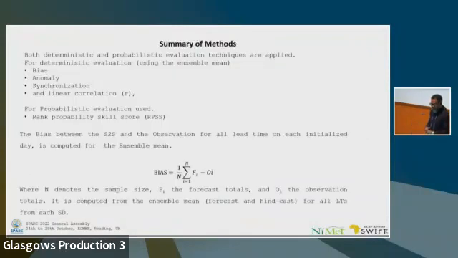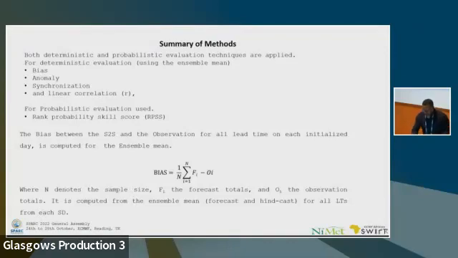In order for us to determine the quality of the precipitation forecast of the ECMWF, we apply 2 evaluation techniques: the deterministic techniques and the probabilistic techniques. In the deterministic techniques, we computed the bias, the anomaly, we look at the synchronization from the anomaly, then the linear correlation. And for the probabilistic evaluation, we only use the rank probability skill score.